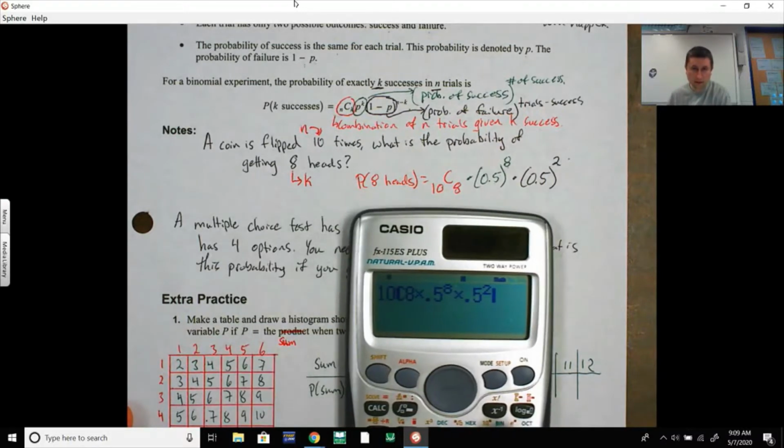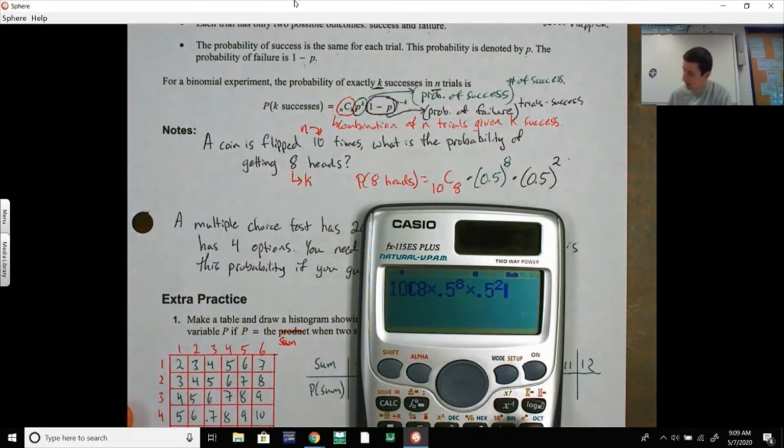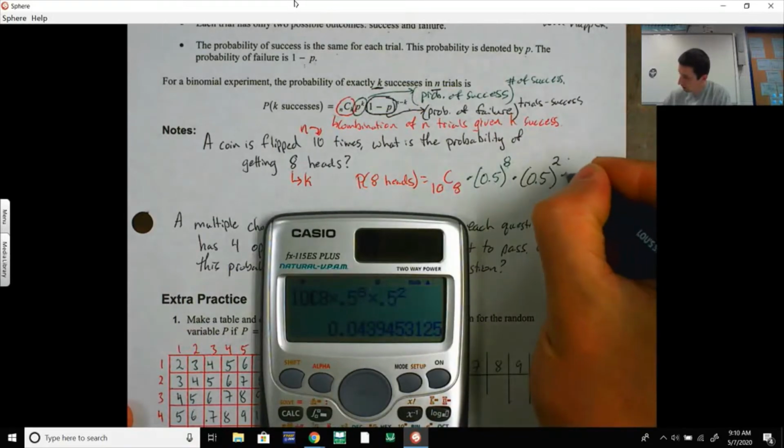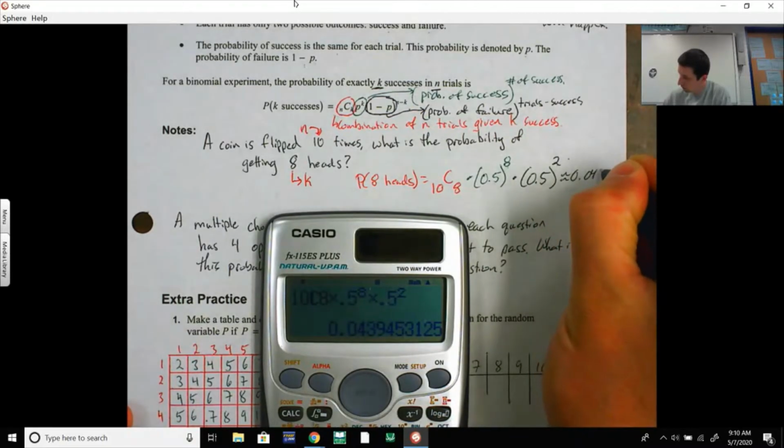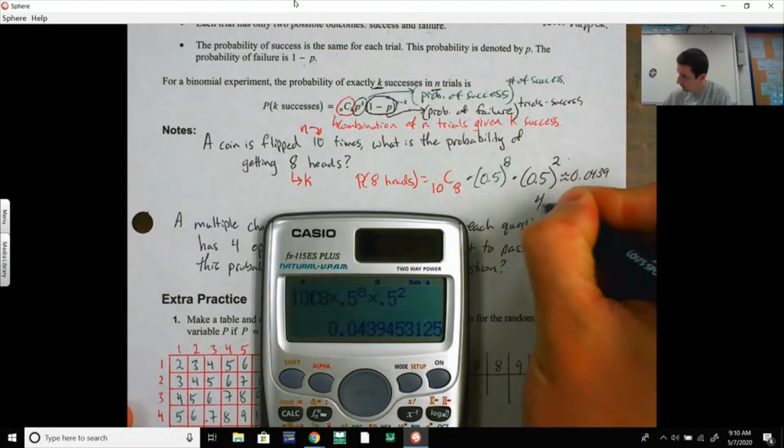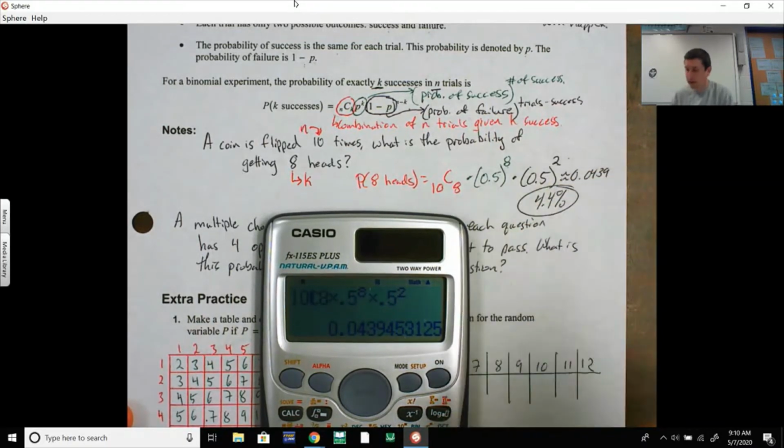This is what the calculator looks like. 10 choose 8 times all that. And that's going to give me a 4.4% chance. 0.0439. So there's a 4.4% chance that I would get 8 heads out of that. Not very good.